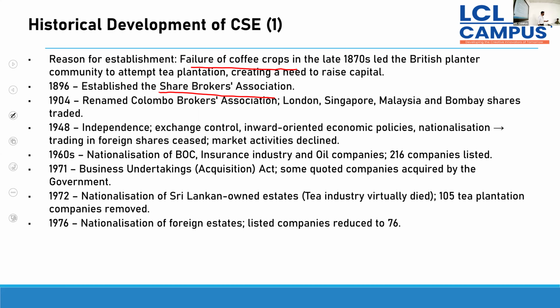so many changes happened economically as well. Open economy is also there, no? You can export, import, those things happen, right? In the 1960s, Bank of Ceylon, insurance industry and oil companies were established, right?